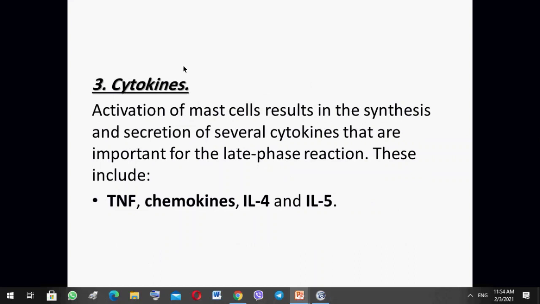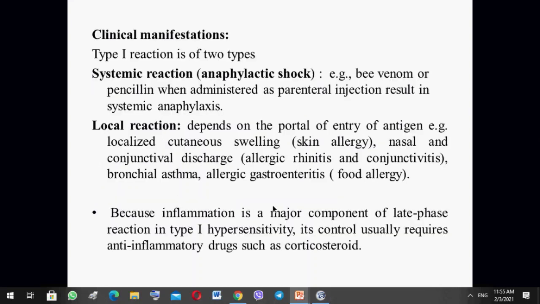The third type of mediator will cause the late phase reaction. They are the cytokines. The activation of the mast cell will result in synthesis and secretion of several cytokines that are important for the late phase reaction. And these cytokines include TNF, chemokines, interleukin 4, and interleukin 5.